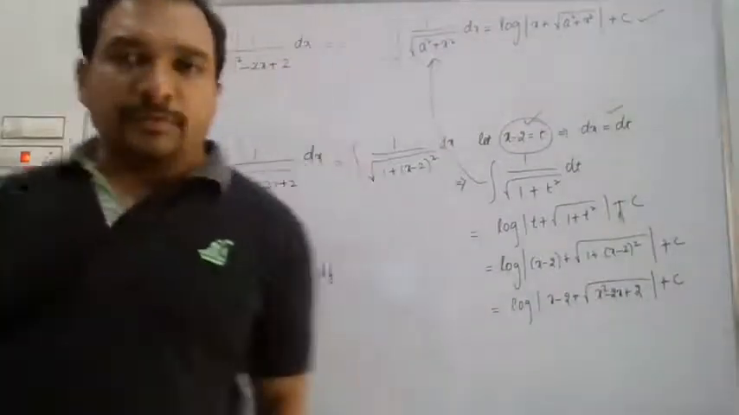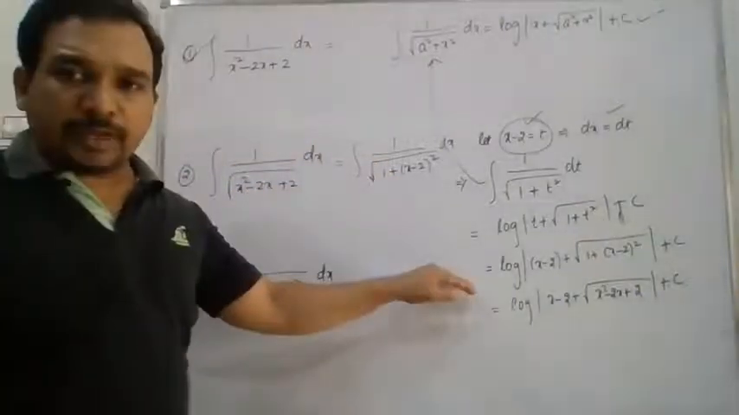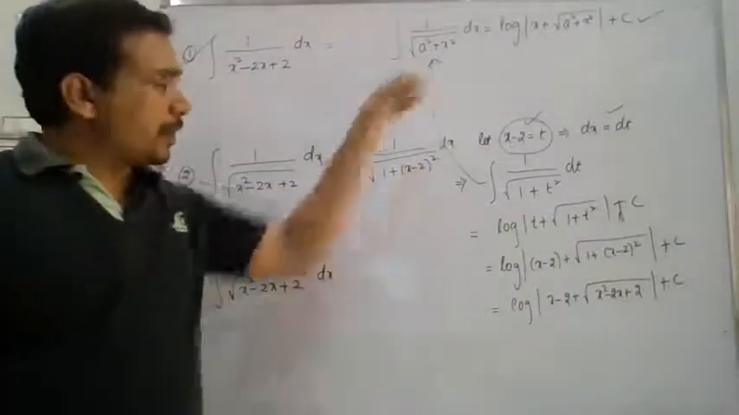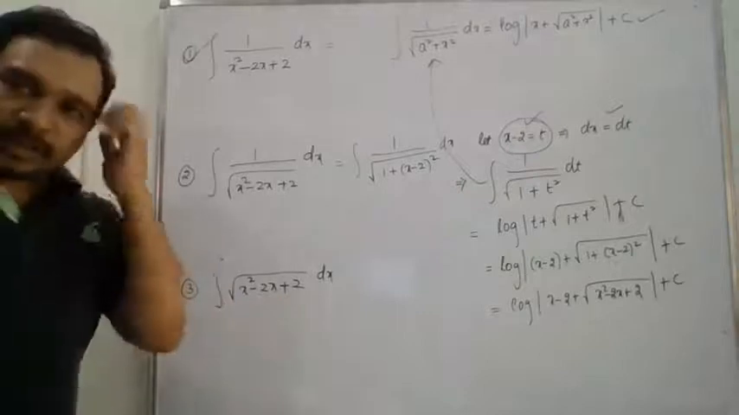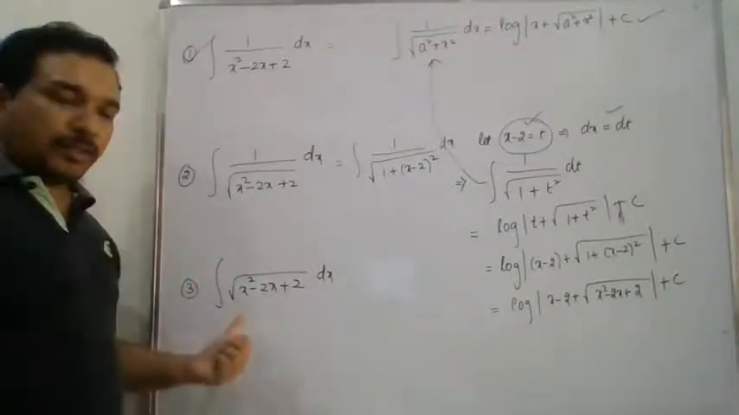Now what about the third one? How to solve the third one? Since it is in the numerator, I wrote directly the log value and this is the formula. And what about this? For this also there is a formula. If you write it as a perfect square, there is also a formula for this. You'll see that question.